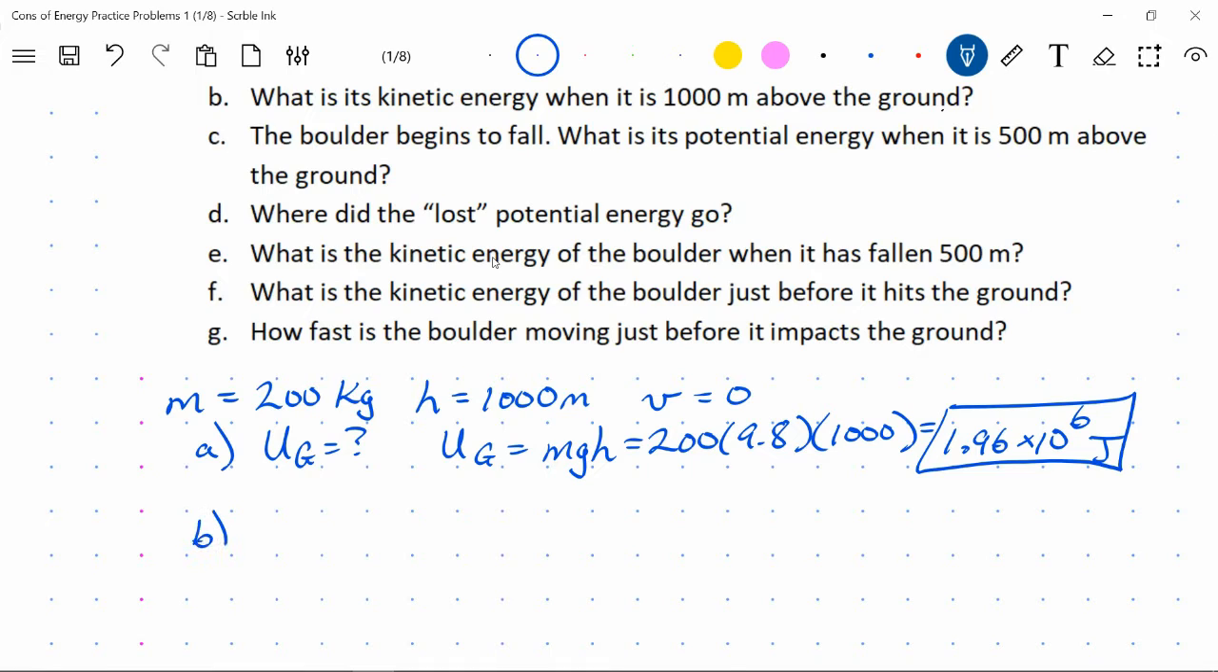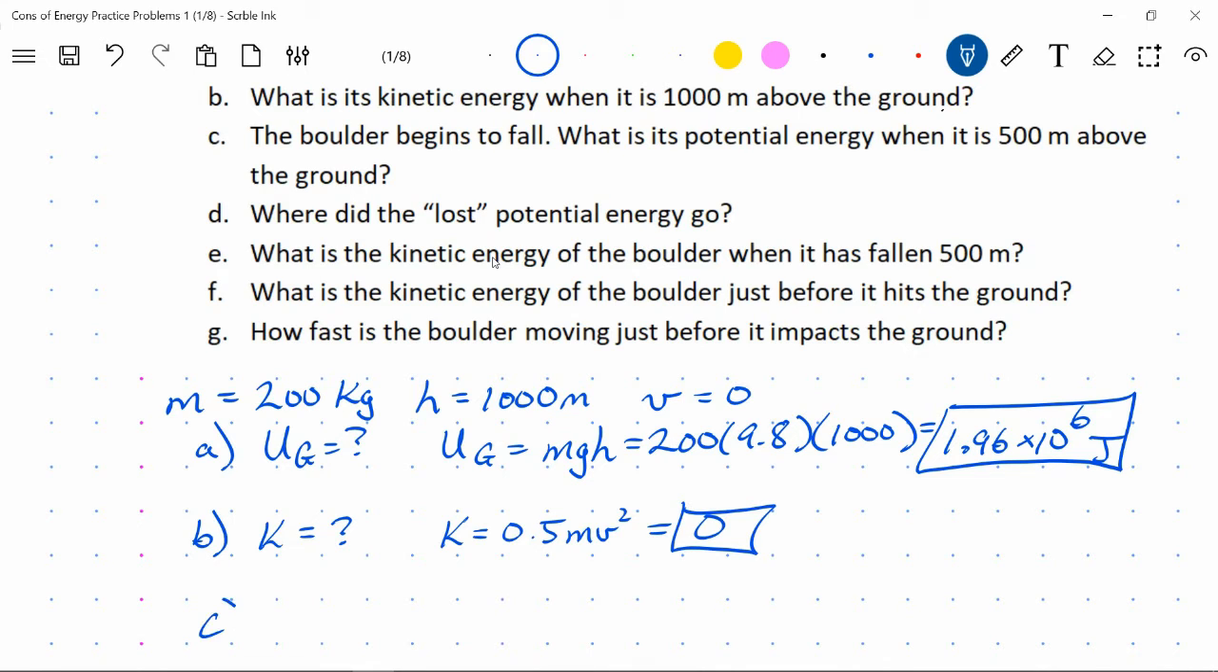Okay, moving on to part B. The question is, what's the kinetic energy when it's 1,000 meters above the ground? Based on the fact that it's stationary, the answer should clearly be 0, but let's show our work clearly. The kinetic energy is what we're looking for. Kinetic energy is calculated based on speed, 1/2 mv squared, which is 0. There's no kinetic energy initially because it's stationary.